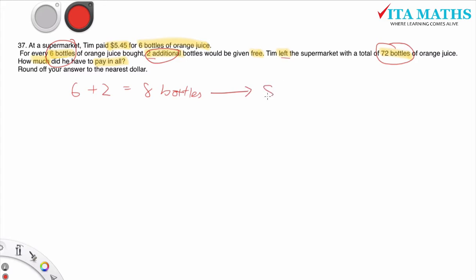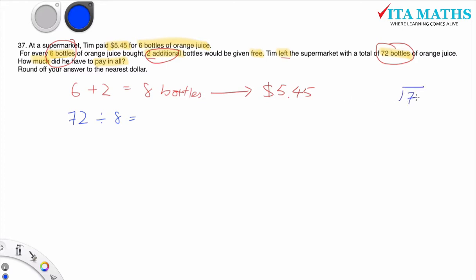And how much would he pay for this? He will pay $5.45 because he essentially only needs to pay for 6 bottles. So when he left with 72 bottles, how many sets of 8 bottles did he buy? We'll take 72 divided by 8. And what do you get?